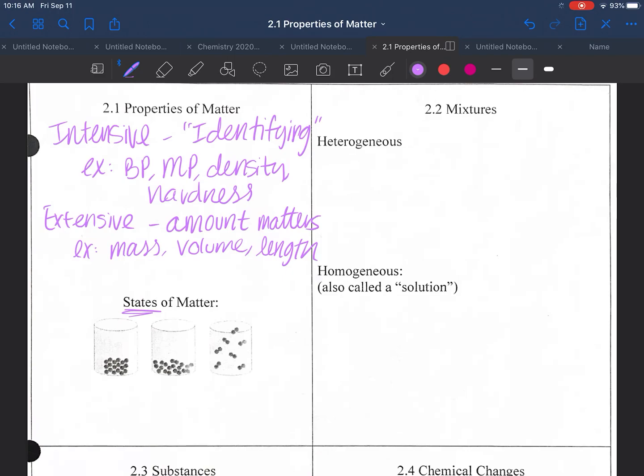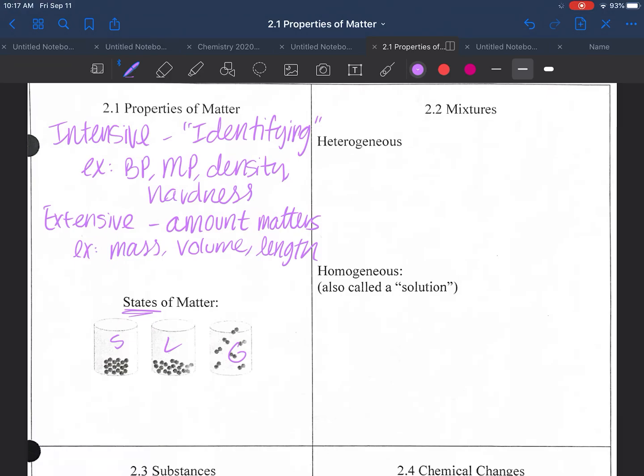Think of water. Water can be a solid, liquid, or a gas. So you can't necessarily use that to narrow down what a matter is. So if we look at the three pictures below, on the left we have our solid, which is the most ordered, then a liquid, which has some disorder, and gas, which is very disordered.